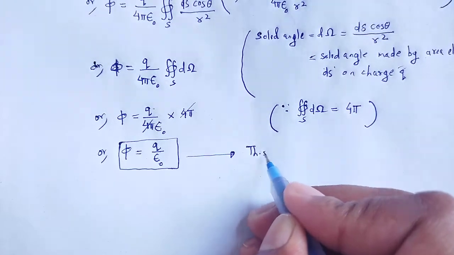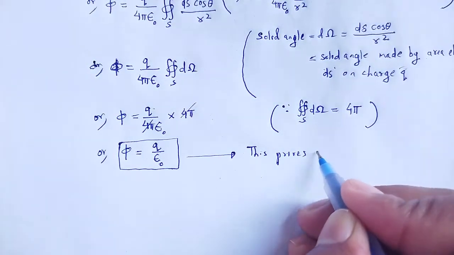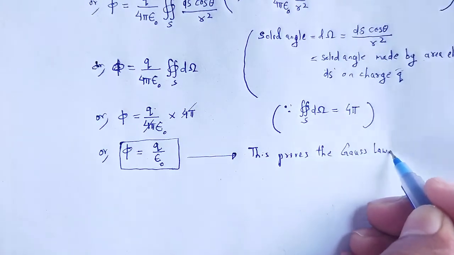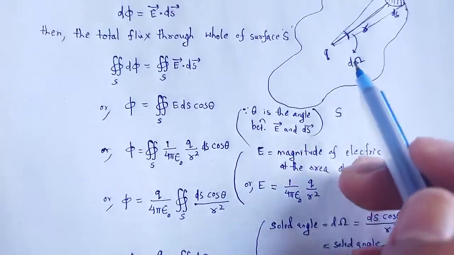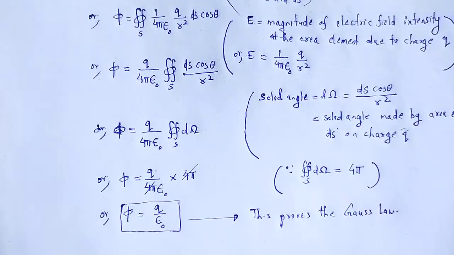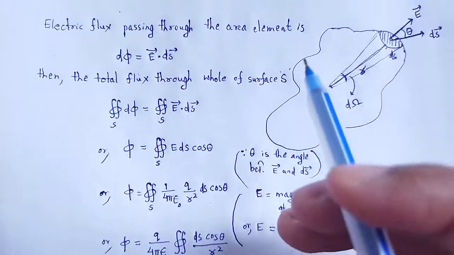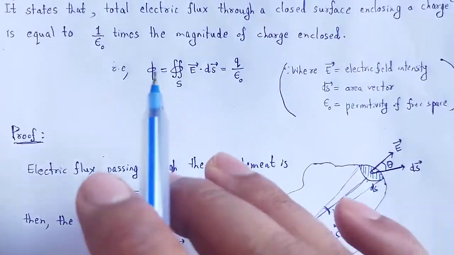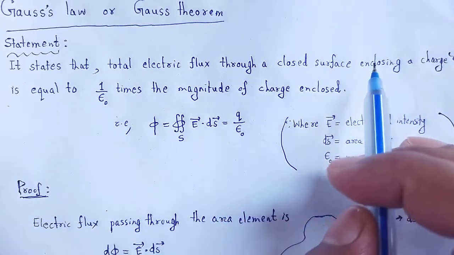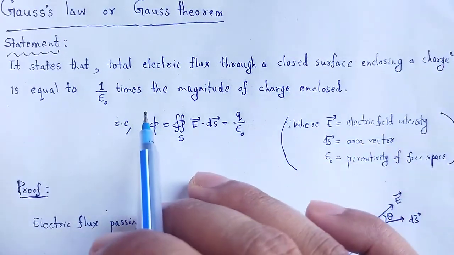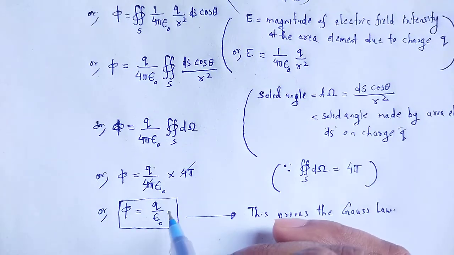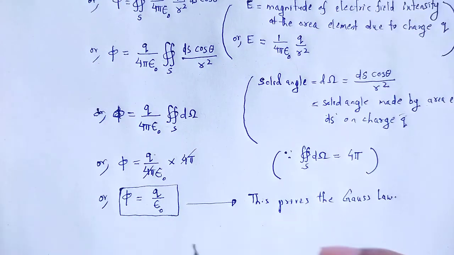This proves the Gauss law. Q is the total charge enclosed within the surface S, and epsilon naught is the permittivity of free space. According to the statement of Gauss law, the total electric flux enclosed within a closed surface is 1 by epsilon naught times the magnitude of the charge enclosed, that is phi is equal to q by epsilon naught.